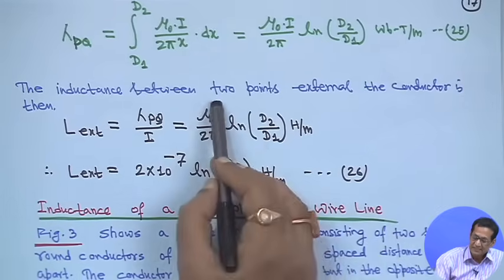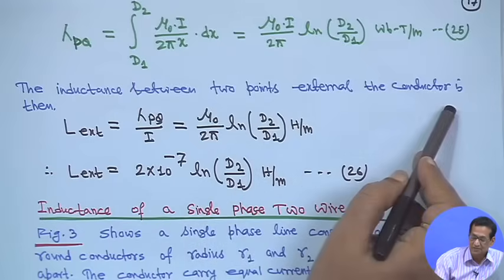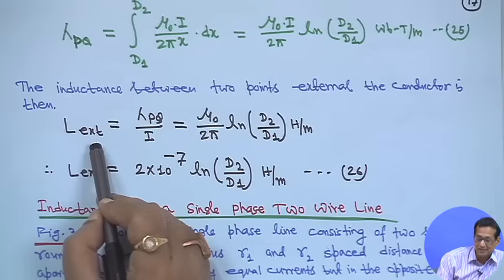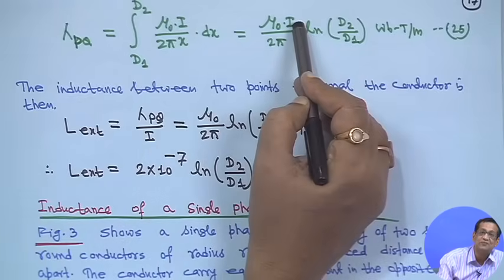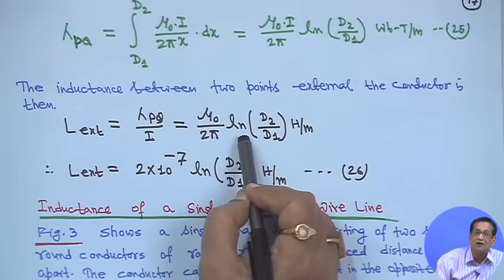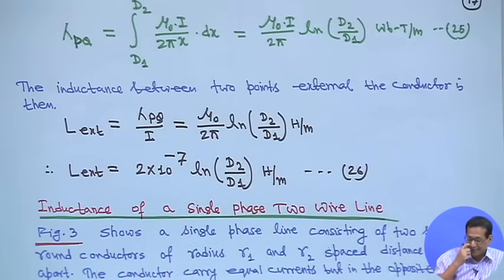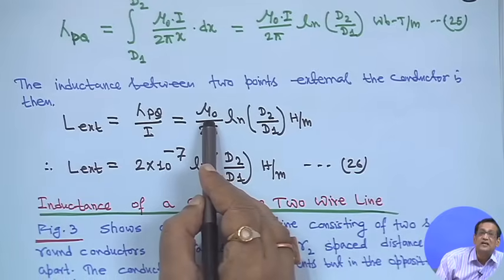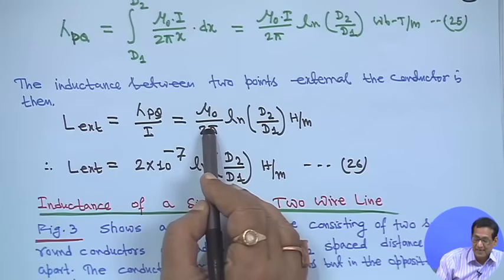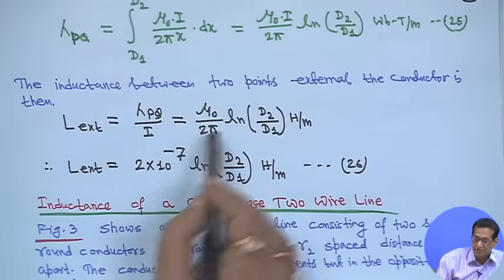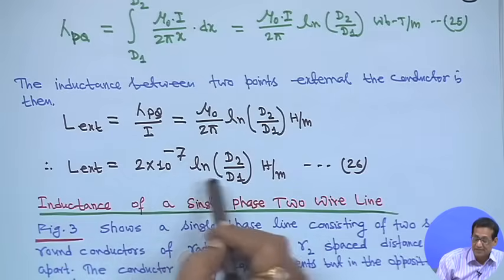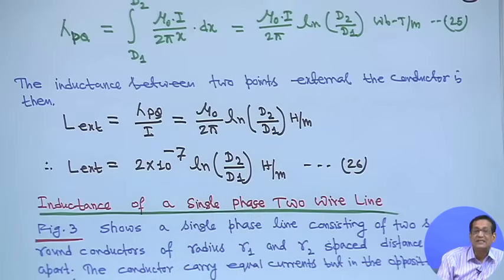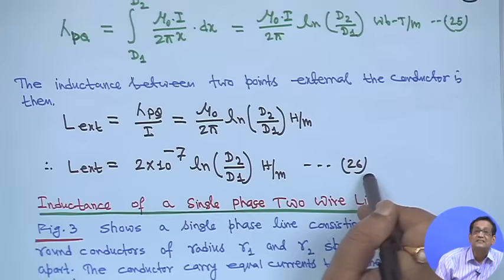Therefore, the inductance between 2 points P and Q, external to the conductor, is given by L external equals lambda pq upon I. Lambda pq is this much divided by I, so this I will be cancelled. It will be mu 0 upon 2 pi natural log ln d2 upon d1 Henry per meter. If you substitute mu 0 equal to 4 pi into 10 to the power minus 7 Henry per meter, then 2 pi will be cancelled. Ultimately, L external will be 2 into 10 to the power minus 7 ln d2 upon d1 Henry per meter. This is equation 26.